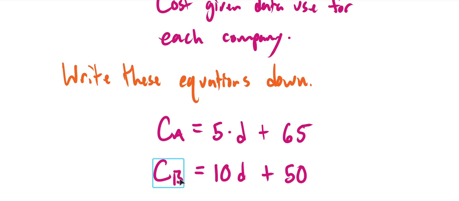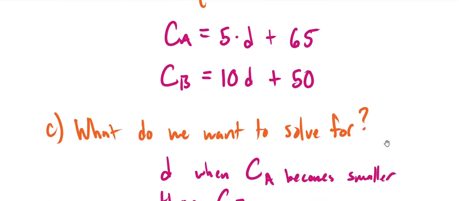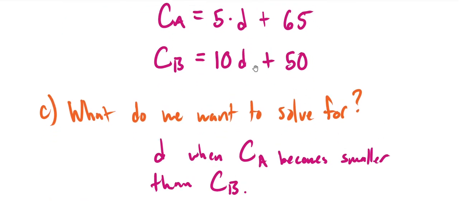Likewise, for company B, it's $10 per gigabyte. So 10 times the number of gigabytes gives me the total cost of D gigabytes, plus $50 fixed for each month. And what do we want to solve for? Well, we want to solve for D. And we know that company A is going to start out as a higher price for, say, D equals 0, and company B is going to start out as a lower price.